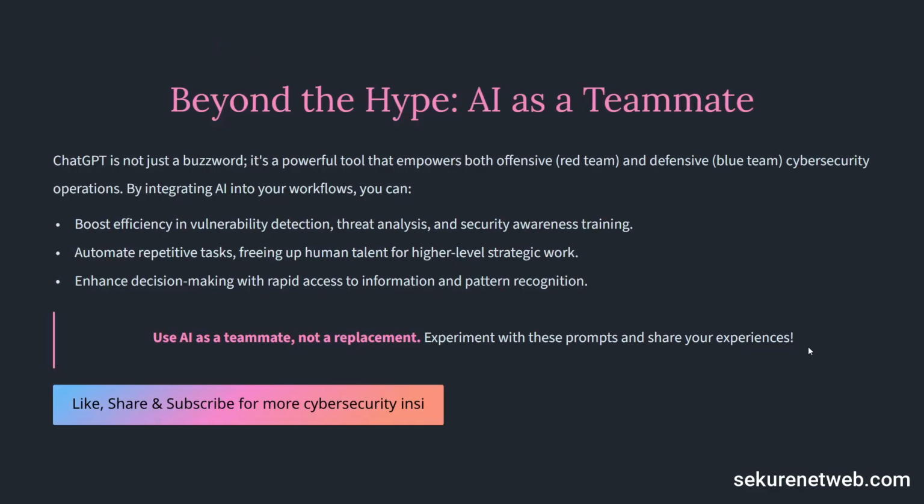So that is all for the 5 hidden use cases of ChatGPT that can really change the way we approach cybersecurity. From generating shell code and phishing templates to helping with blue team tasks, ChatGPT is a versatile tool that can boost our efficiency and effectiveness.